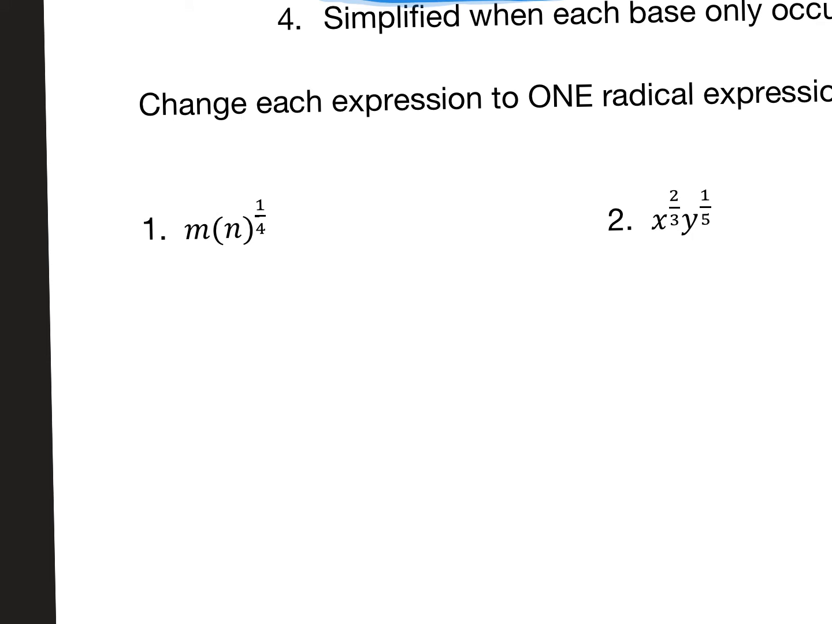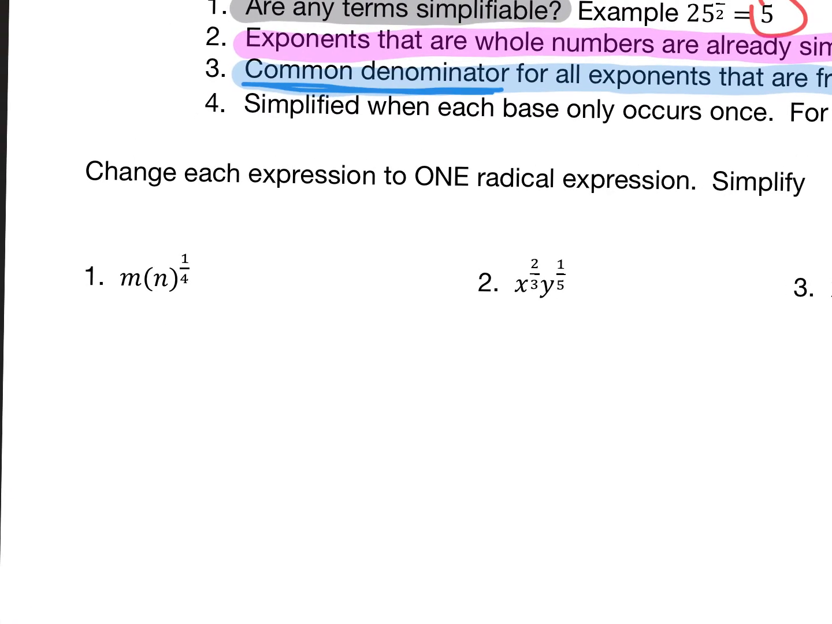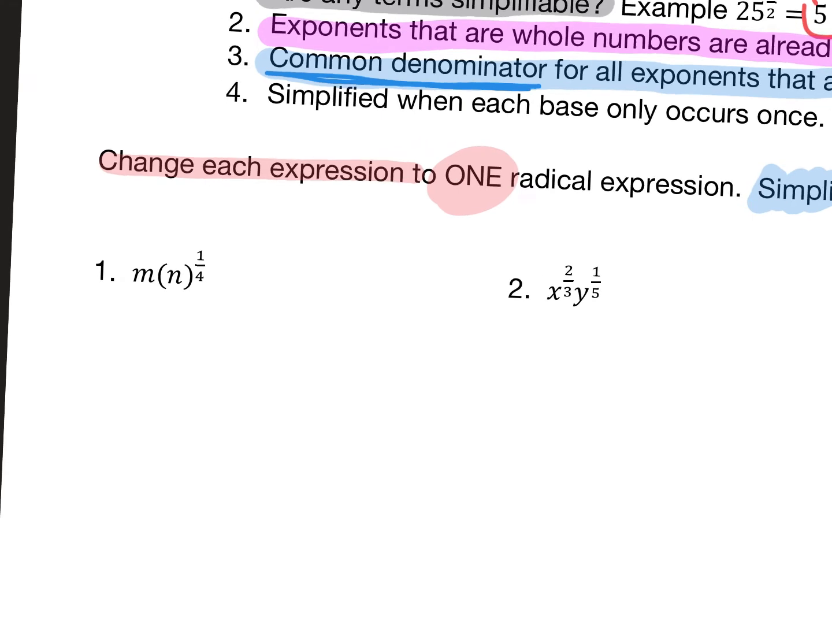Okay, so I have 6 examples that I'm going to be doing with you. I want you to see these directions here. Let me highlight those for you. So notice that it says change each expression to 1 radical. Right? Just 1. So you may have to figure out what the denominator is to be able to get a radical. And notice it also says that you need to simplify. Okay, so just putting it under a radical is not enough. You may have to further simplify. All right, so let me zoom in.